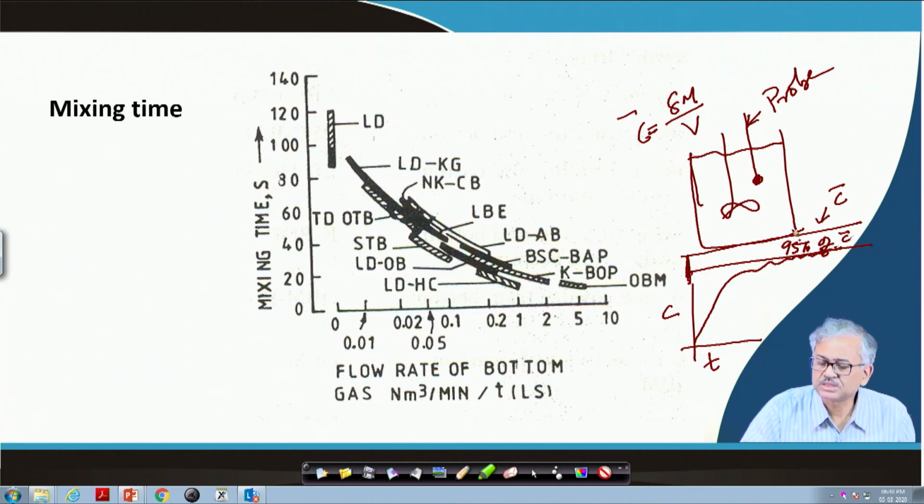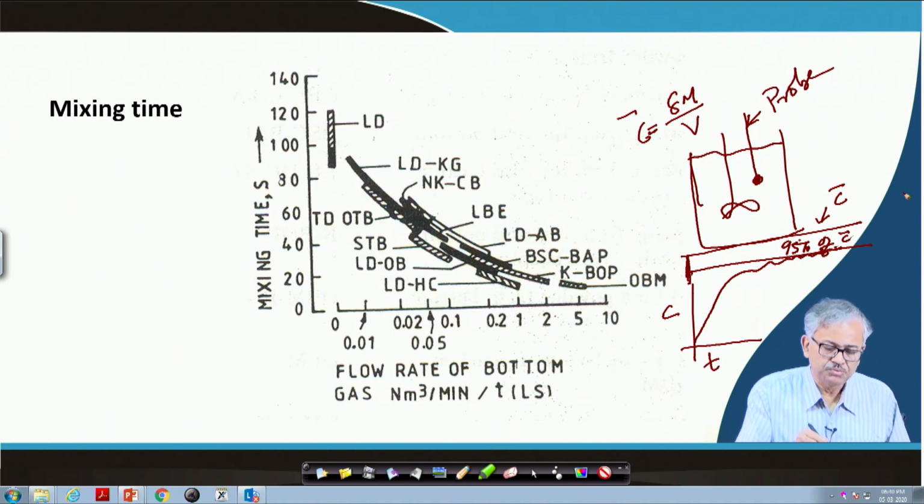That is 95%, because if you want to achieve 100%, it will take a lot of time, as theoretically it takes a long time. So when you attain 95% of the average concentration, that is called the mixing time. If you see the mixing time, that is the way in the laboratory you can calculate it.